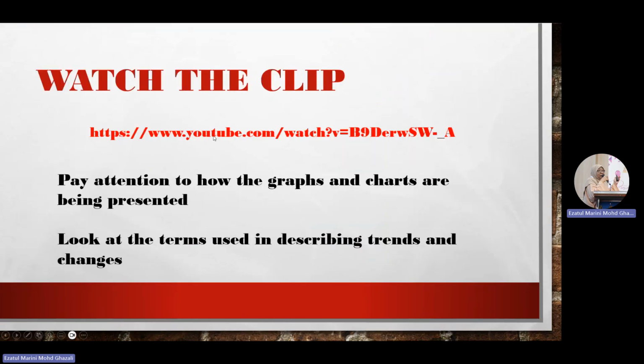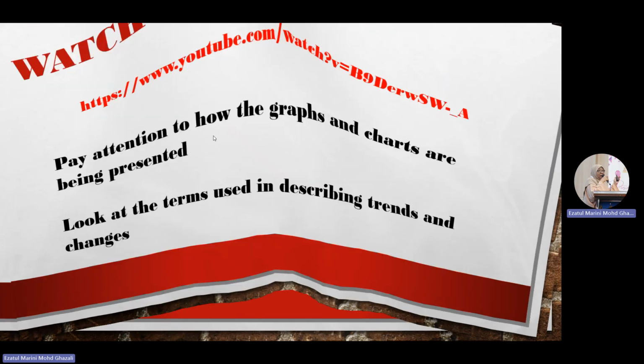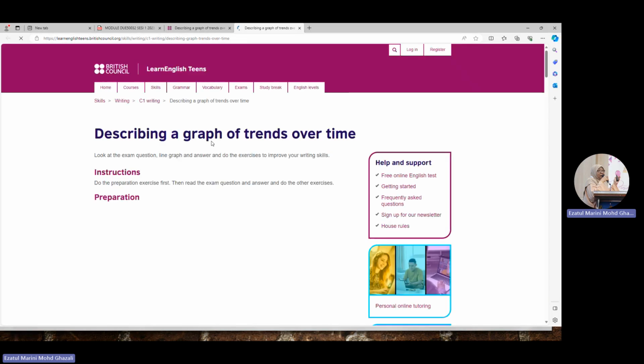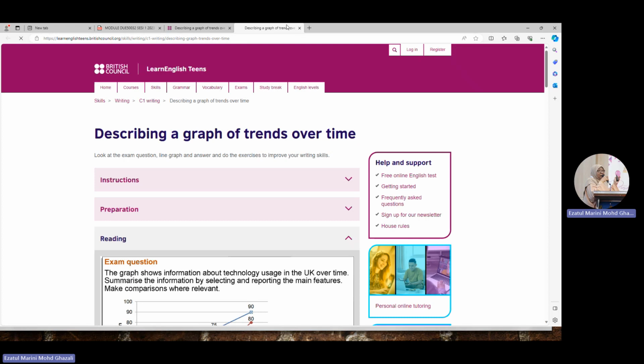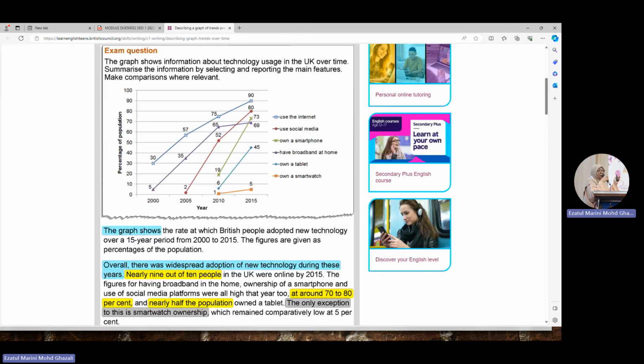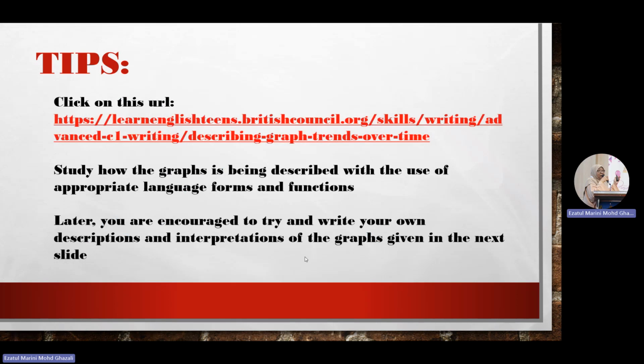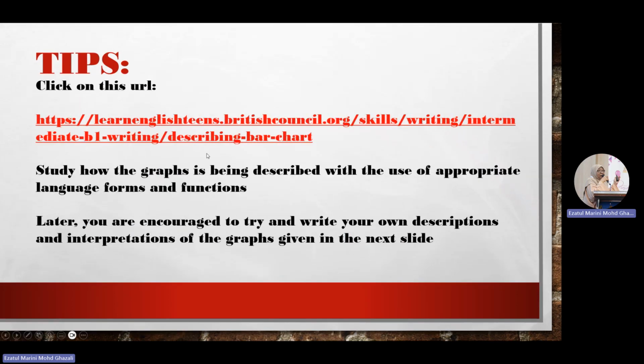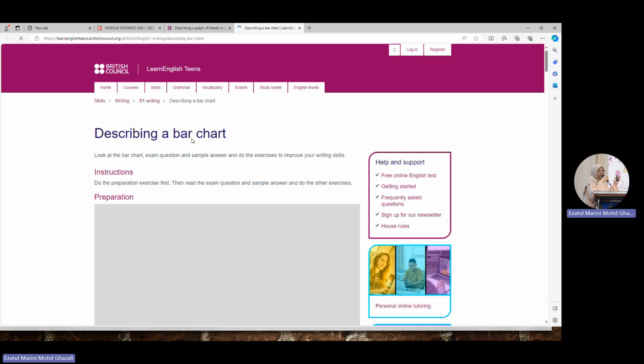Let's have a look at, I don't know, we can, this is line graph again. Hold on, yeah. This is bar graph. How to describe bar graph?